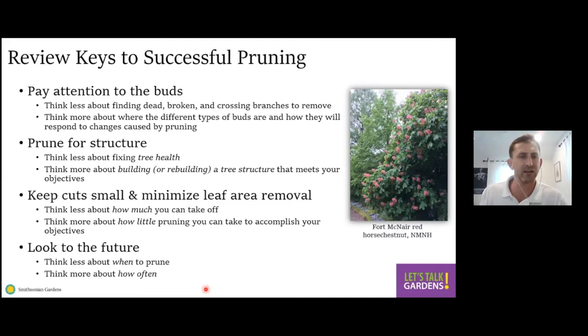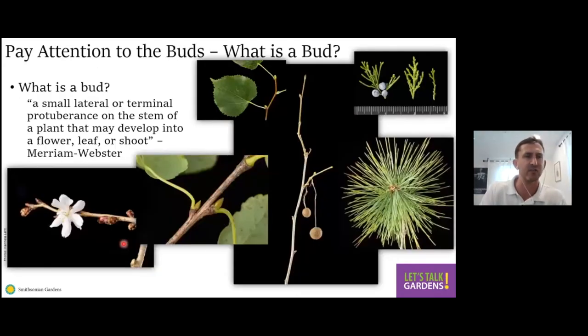And then finally, look to the future, as we've already talked about, and piggybacking off this last point, the best way to minimize how much we remove from the tree is frequent low dose pruning. So looking into the future and envisioning the tree we want to build, that allows us to remove a small branch today, potentially avoid a stressful and damaging removal of a larger branch later on. So we'll break down each of these one by one, before getting to the second half of the presentation.